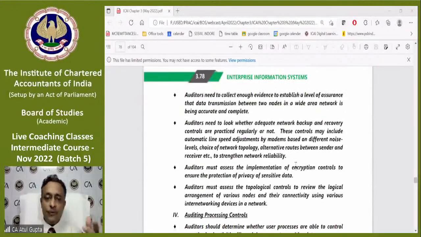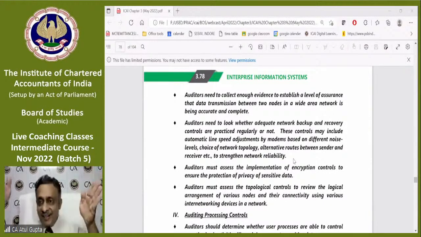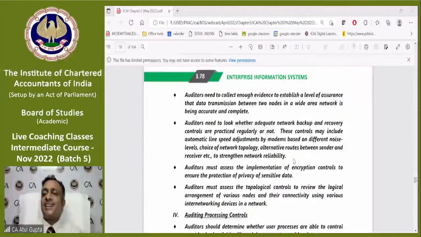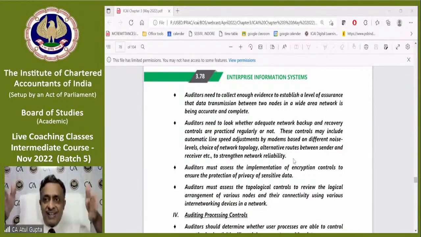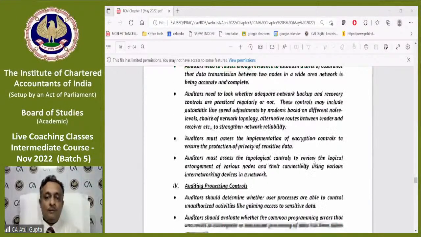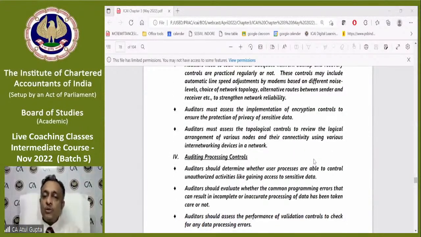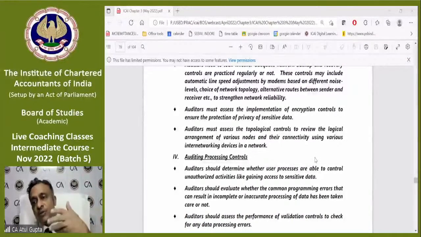I'll read a few words. Auditor needs to collect evidence to establish a level of assurance that data transmission between two nodes is proper. Nodes means sender and receiver. So whether the data is correctly transferred or not, you can transfer in encrypted form, in a secured manner. That validation. Proper backup recovery, very important. Then processing controls, because exceptions are generated during processing also. So whether those exceptions are properly documented or not.